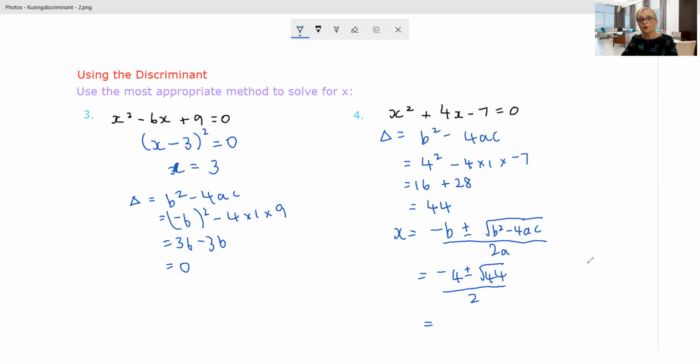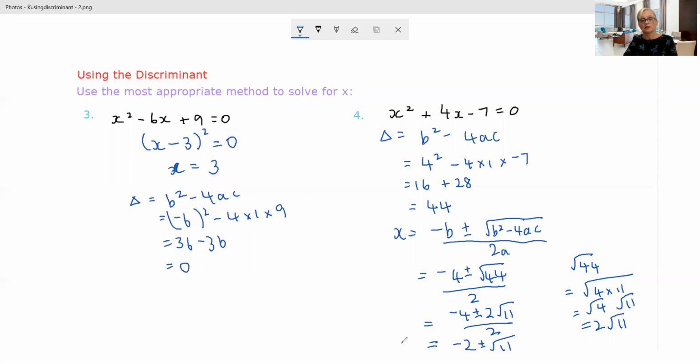Now square root 44, I have done a series on surds, but just in case you're not sure how to simplify that, that's 4 by 11. So it's root 4 by root 11, which is 2 root 11. So we get negative 4 plus or minus 2 root 11 divided by 2. You can divide the 2 into each of those terms and you get negative 2 plus or minus square root 11. And as expected, the discriminant was positive, so yes, there are 2 solutions, but it's not a perfect square. The discriminant is not a perfect square, so our solutions that we get are going to be irrational.